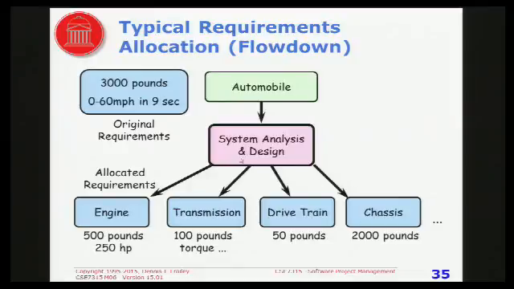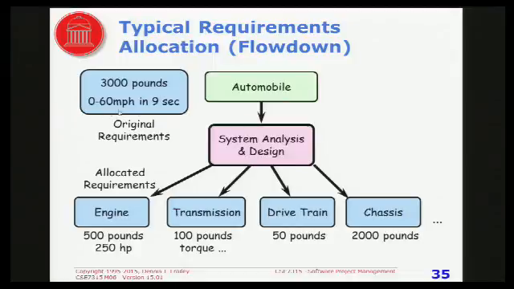Now, some of the original requirements, like 3,000 pounds, are very easy to allocate. The engine gets 500 pounds, the transmission gets 100 pounds, and so forth and so on. And it's easy to see how each of these weight requirements combines to produce that number. But others are much more complicated.